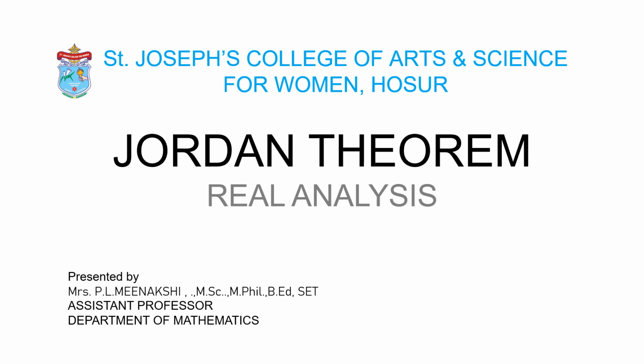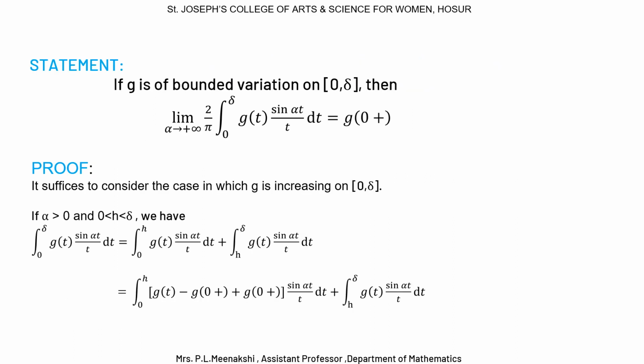In this section, we see the theorem, Jordan's theorem, in real analysis. First, we see the statement: if g is of bounded variation on [0, δ], then limit as α tends to infinity of (2/π) times the integral from 0 to δ of g(t) sin(αt)/t dt equals g(0+).